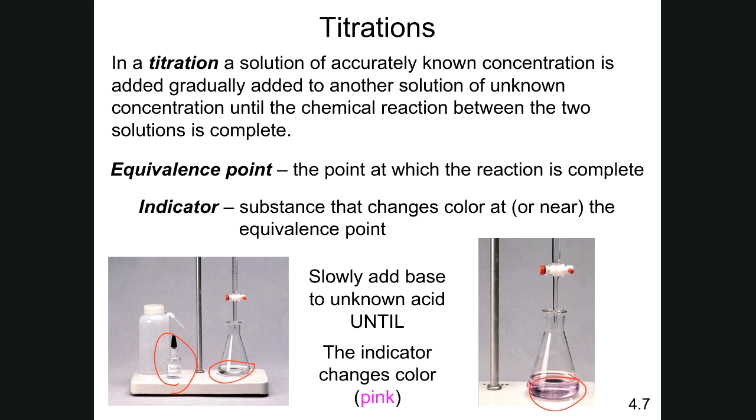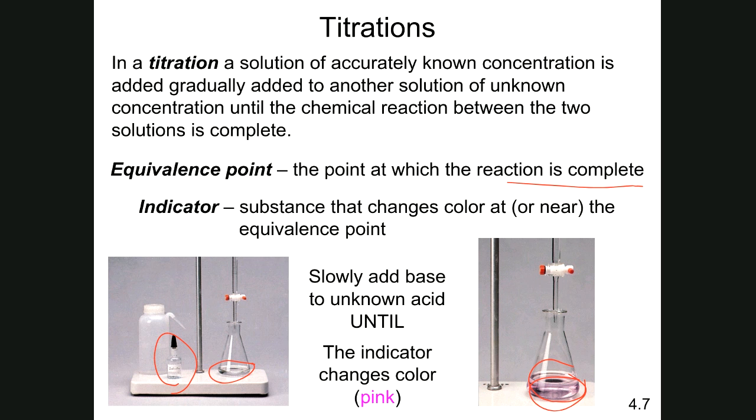So you choose a proper indicator, and your proper indicator is going to show the color change at the time of the equivalence point. That means when the number of moles of acid equals the number of moles of base. So the equivalence point is the point where the reaction is complete. That means the number of moles of acid equals the number of moles of base. The endpoint of the reaction is when the color change takes place.